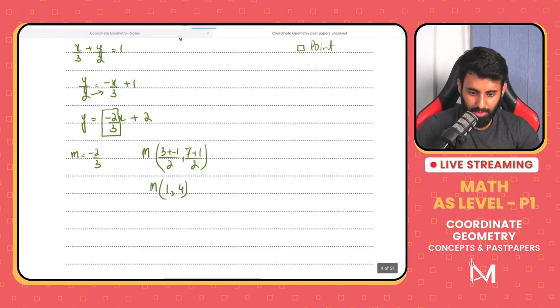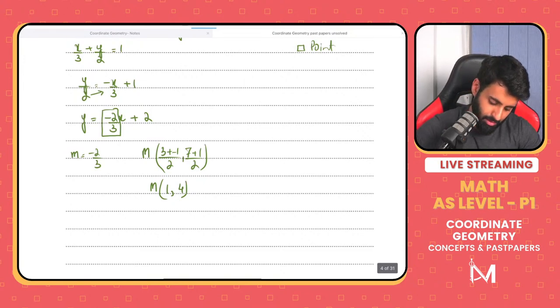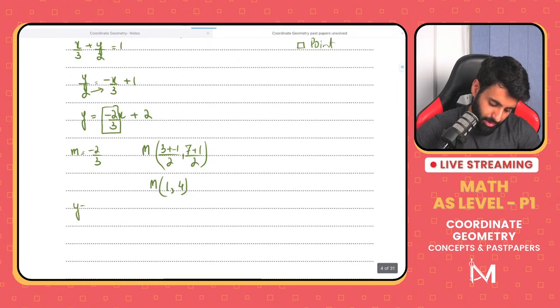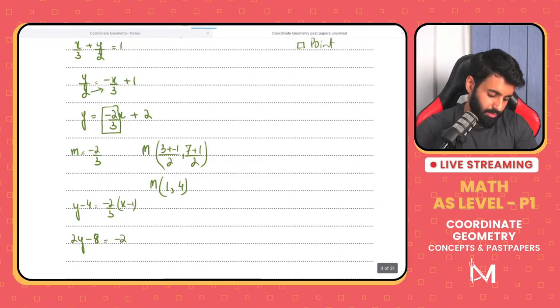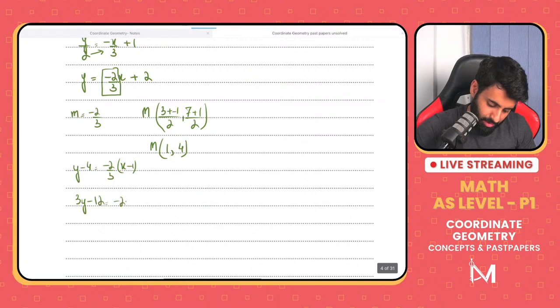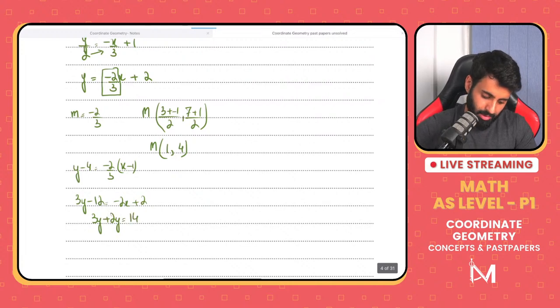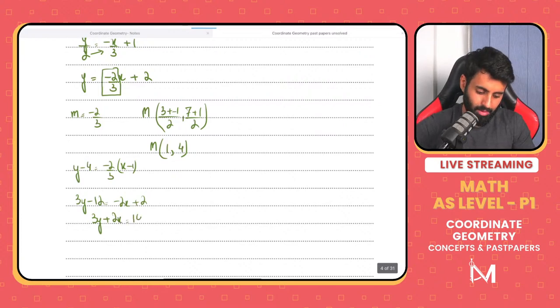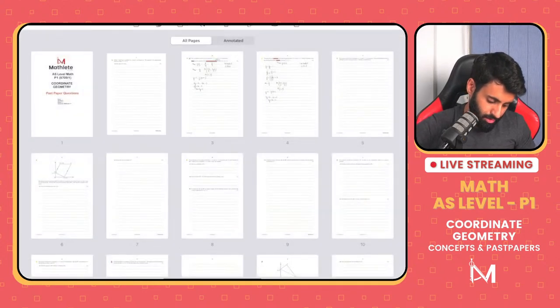Okay. Now you can put this all together and form an equation. So y minus 4 is equal to minus 2 upon 3 into x minus 1. So let's see what do we get. Y minus, wait a minute. 2y minus 8 is equal to, no wait. 3y, so 3y minus 12 is equal to minus 2x plus 2, and let's write this nicely. 3y plus 2x equals 2 plus 12, which means it is equal to 14. 3y plus 2x is equal to 14. And there you go, fellas. That is your answer.